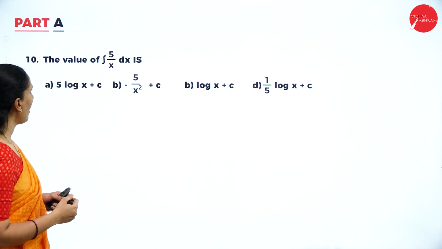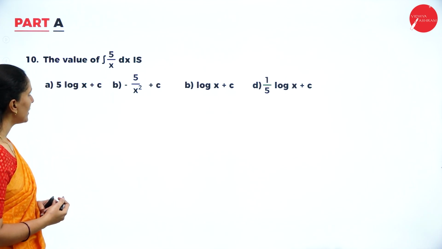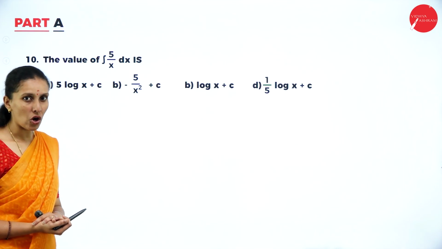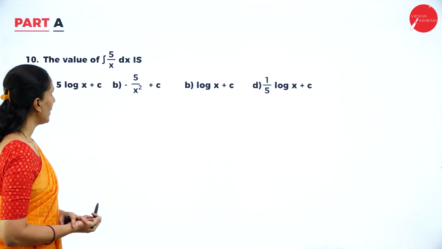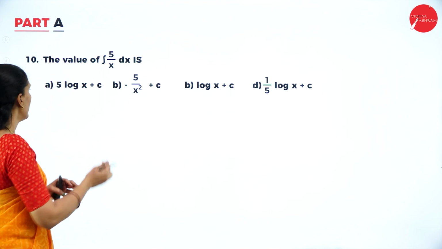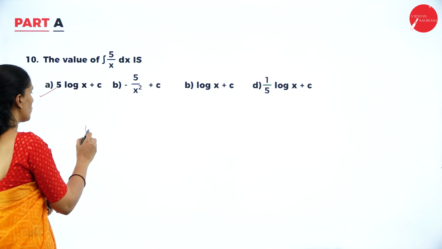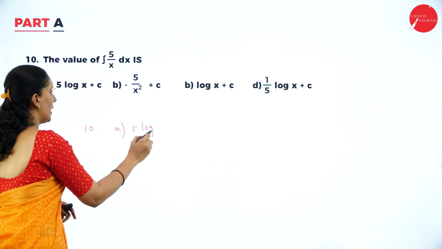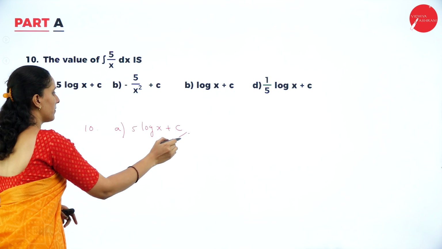Next, we have the value of integral 5 by x dx is. So integral of 1 by x is log x, 5 is a constant. So we'll get it as 5 log x plus c. So therefore option E is the correct answer. So for the 10th one, answer is 5 log x plus c.